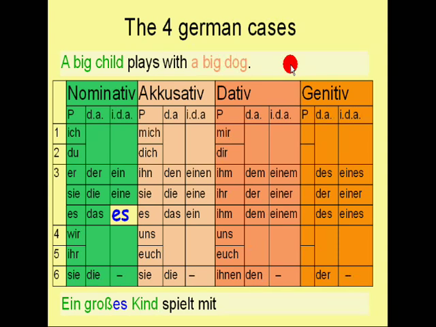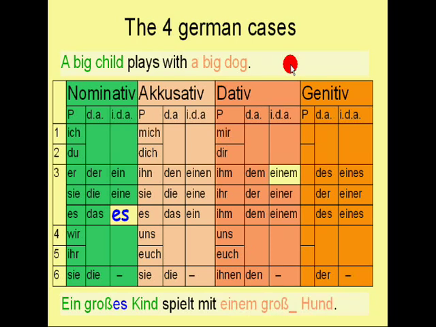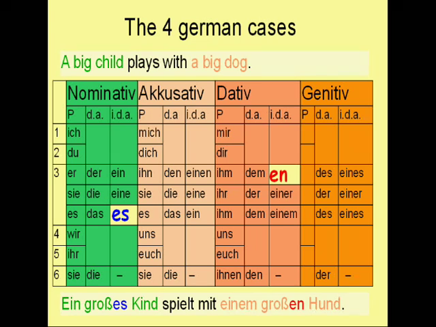And as you remember, dog is masculine in German. So what's the indefinite article for big dog now? Einem. The sentence therefore continues like this: Einem Großhund. Do you remember the ending for this indefinite article? En. The whole complete sentence therefore reads like this: Ein großes Kind spielt mit einem großen Hund.